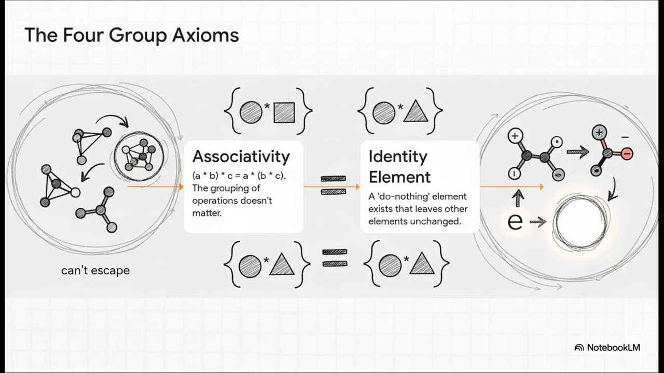First up is closure. This just means if you combine any 2 things in your group, the result is also in the group. You can't escape it. Second, associativity. This means it doesn't matter how you group the operations, the result is always the same. Third, there's got to be an identity element, basically a do-nothing operation that leaves things exactly as they were. And finally, every single element has to have an inverse, a perfect undo button that gets you right back to the identity. It's a perfect, self-contained little system.